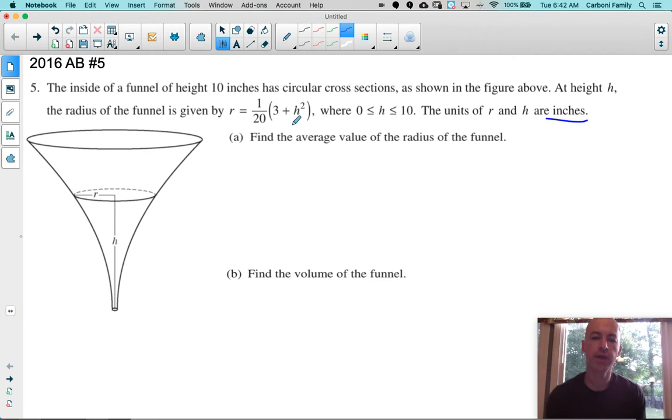Okay, part A: find the average value of the radius. And this problem, I think, was fairly low scoring, mainly because of the presentation. Part A is very, very straightforward. This is an average value theorem question, and we're measuring the average of the radius, and radius is a function of height.